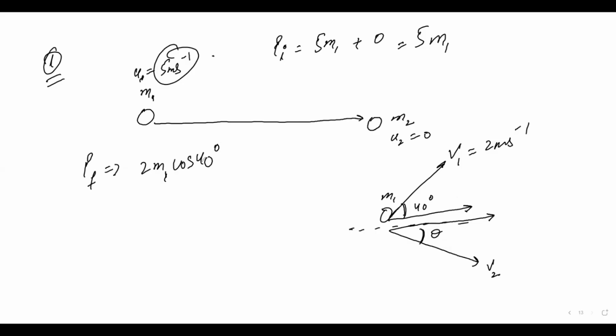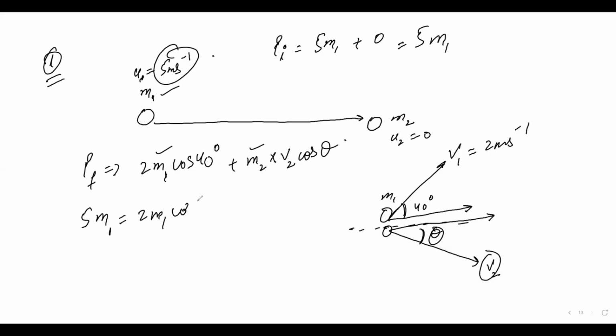Right? And the momentum of this ball is going to be something, because we do not know V2, and we do not know theta as well. So the momentum of this ball, this was M2, is going to be M2 times V2 cos theta. Just assume that you guys got M1 and M2, right? I can equate them up. I've got 5m1 is equal to 2m1 cos 40 plus m2 v2 cos theta as well, right?